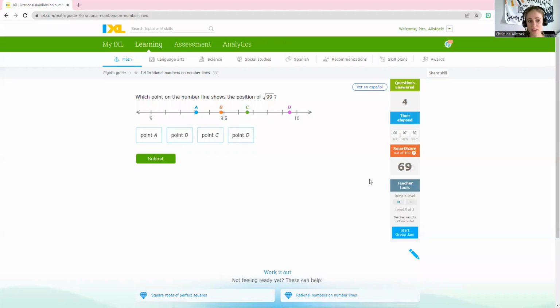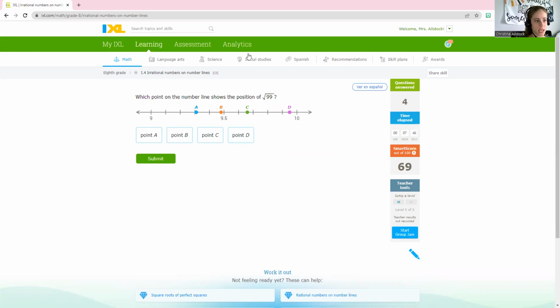All right, let's try this one. What's going to happen when you get higher and higher in your SMART score is if we look at our number line, all of these numbers are between 9 and 10. So it's getting closer and closer. It's not as broad of an estimation. We're trying to get a more and more accurate picture of exactly where the square root of 99 falls.